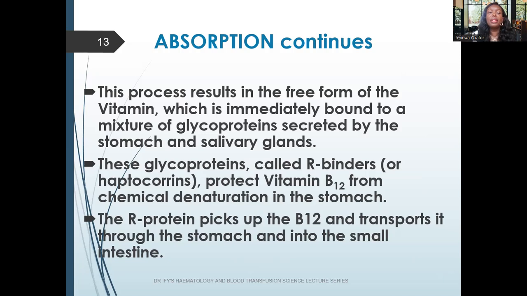These glycoproteins are produced by the stomach and the salivary glands. That is, R binders, I will stick to the use of R binders, is actually produced by the stomach or salivary gland. These glycoproteins called R binders or haptocorrins, as I said earlier, protect vitamin B12 from chemical denaturation in the stomach. The R binders pick up the B12 and transport it through the stomach and also take it to the small intestine.